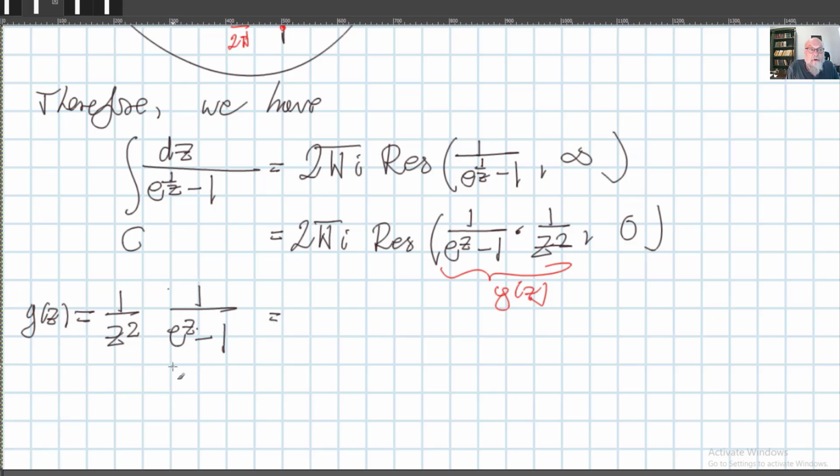Is it a pole? Yes, it is a pole of order actually 3. And let's do it the way that we practice to do it. So this is z squared, by taking the expansion of this function here, e^z. So what is this function?